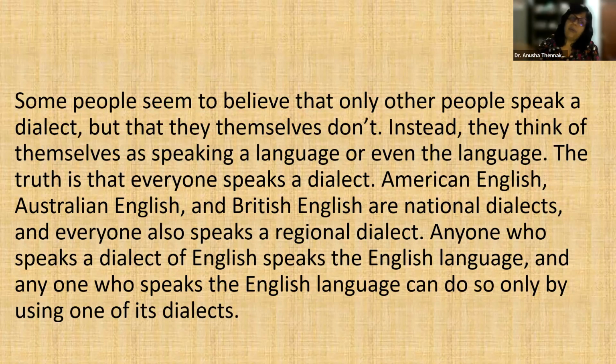American English, which is a broad area, Australian English, and British English are national dialects actually. And everyone also speaks a regional dialect. In that sense, all the languages of the world become a type of dialect. Anyone who speaks a dialect of English speaks the English language. So we talk in Sinhalese. The English we talk is Sri Lankan English. The English Indians talk is Indian English.